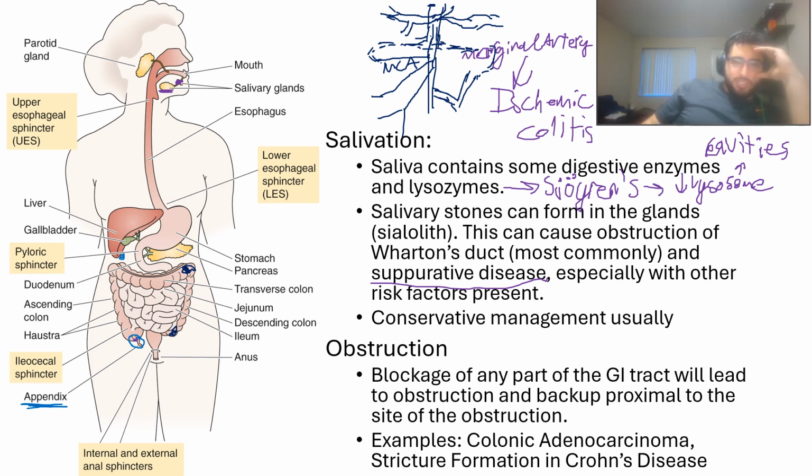And again, Crohn's disease could affect anywhere. Crohn's affects anywhere from the mouth to the anus. But ulcerative colitis is going to start at the rectum, skip the anus, and it'll work its way upwards until it involves the whole colon.